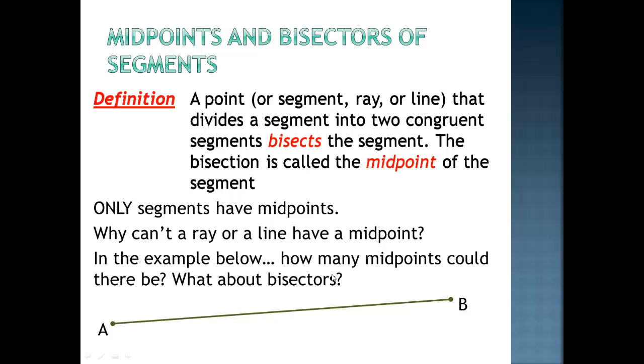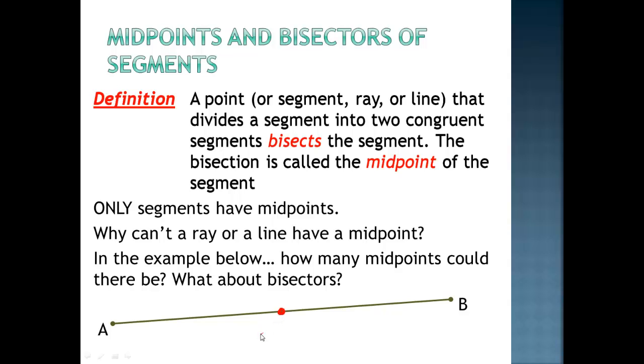In the example below, how many midpoints could there be? How many bisectors could there be? Well, it's a segment, so we know it can have a midpoint. And we also know that there is probably going to be only one point that divides it evenly, right? Because if there was more than one, it wouldn't be dividing it evenly. So there's one point, one midpoint.